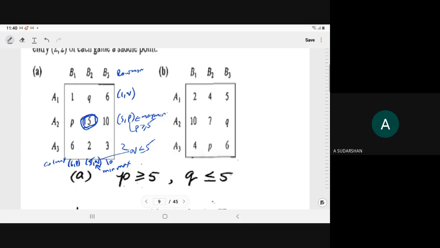Similarly, if you see the second one, here the row min is 2. Here the row min can be 7 or q. Here the row min can be 4 and p. In the column max, the maximum can be 10, the maximum can be 7 comma p, the maximum can be 6 comma q, and it is given to you that 2 comma 2 is the saddle point. So saddle point means the value of the game is 7.